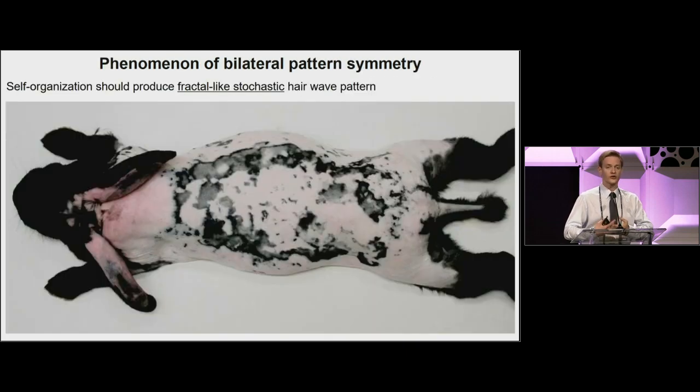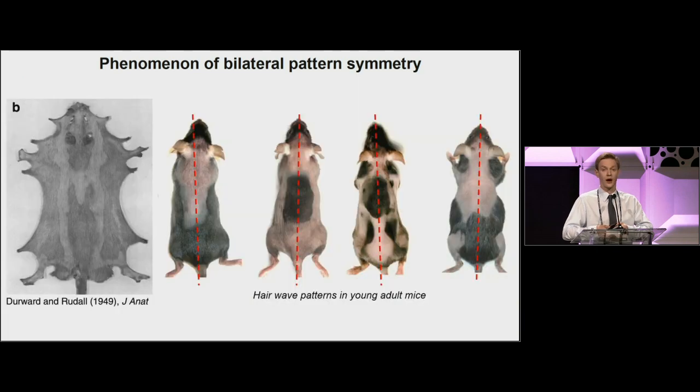From what I told you so far, on the basis of stochastic hair cycle initiation and amplification through wave spreading, you would expect to generate fractal-like asymmetric patterns, such as in this example of a shaved rabbit. But what's clear from the classic literature and from our own observation in young adult rodents, such as the rat on the left and mice that we tracked on the right, is that during the first couple of hair cycles, hair growth patterns are almost precisely bilaterally symmetric, which does not fit the explanation of stochasticity.